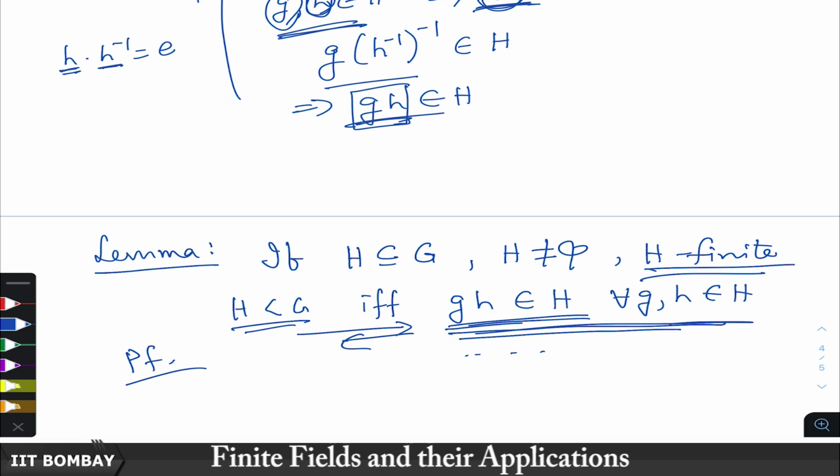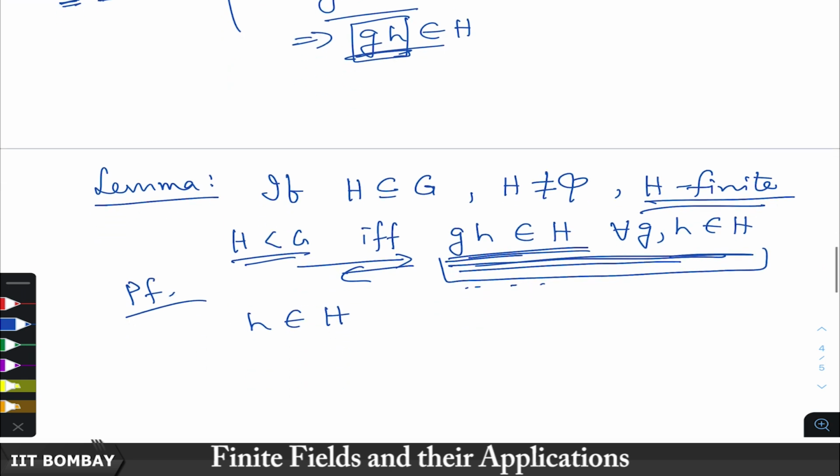So, we need to show that if this property holds, then for any h in H, h inverse will also be in H. So, how do we show that? You take its powers, meaning we take the operation of h with itself repeatedly and see what we get. So, first h is there, then we take h star h, which we write as h square, then h cube and so on, all the powers of h.